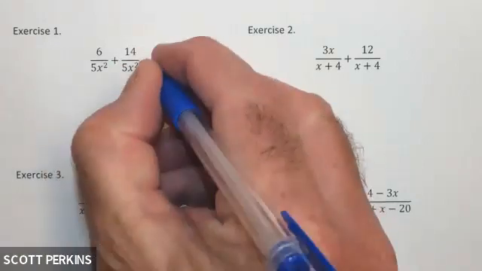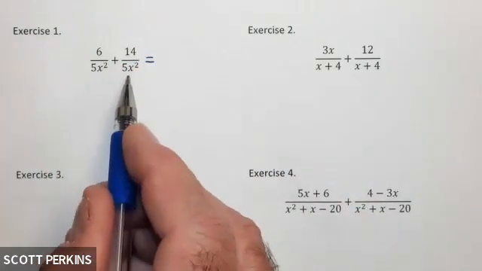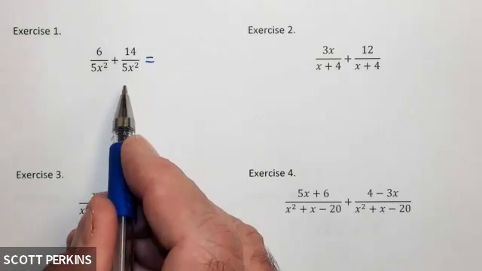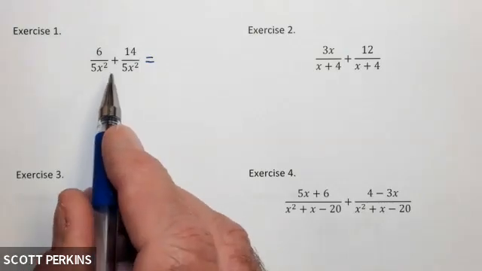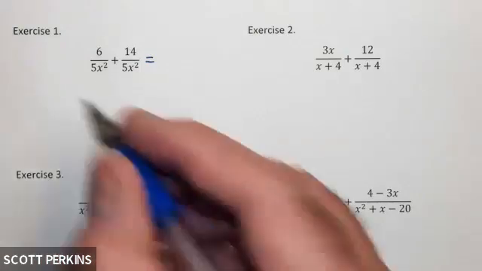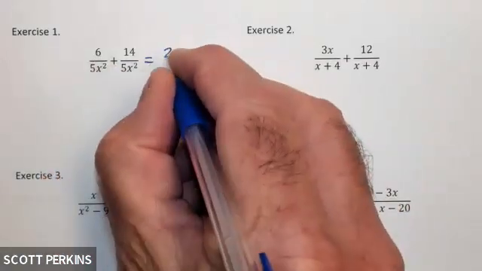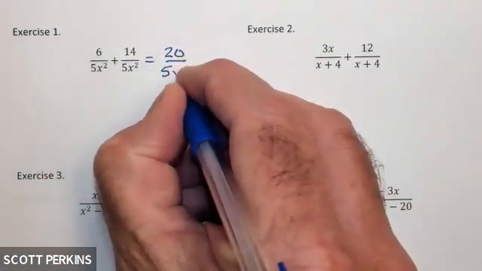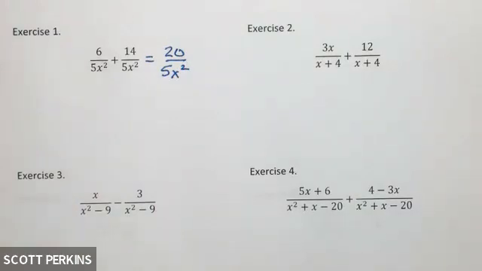All right, here goes. Again, you identify we have the common denominator. 5x squared is the same on both. So I will add the numerators and keep the denominators alone. So 6 plus 14 is 20 over 5x squared. If you did that, you're half done. You did a great job.